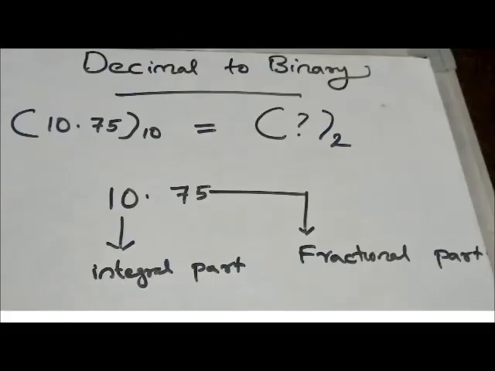Okay, let's see another example. Here the decimal number given is 10.75, where 10 is the integral part and 0.75 is the fractional part.